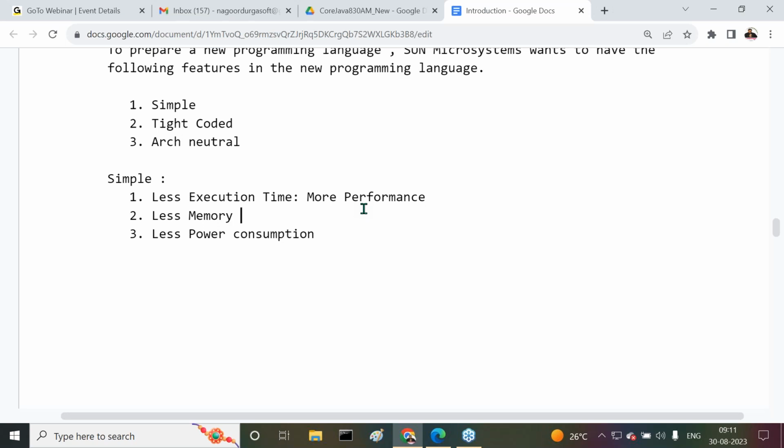It's okay, fine. After that, lesser memory. Then what is the next one? Lesser memory. Right. What is the impact of this less memory? We can understand clearly. Try to recognize this point. All of you, observe carefully.